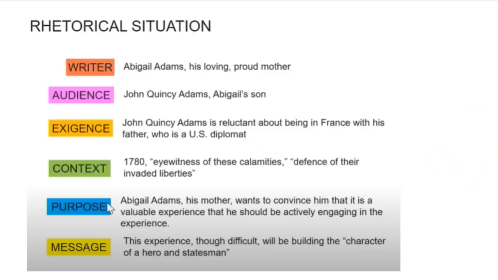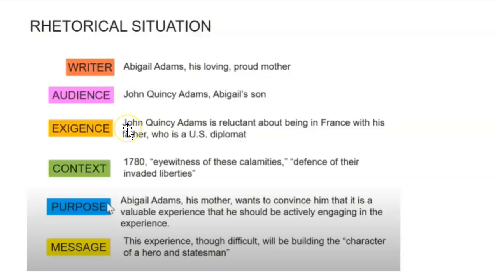The rhetorical situation is another way of saying: who is the writer, who is the audience, why is the writer writing this, what context do we have, like what time period is this written in, and again, what's the purpose of the actual piece of writing and what is the message. So here is an overview from our last lesson. We know that the writer was Abigail Adams, who is John Quincy Adams' proud, loving mother. And we know that her audience is her son, John Quincy Adams.